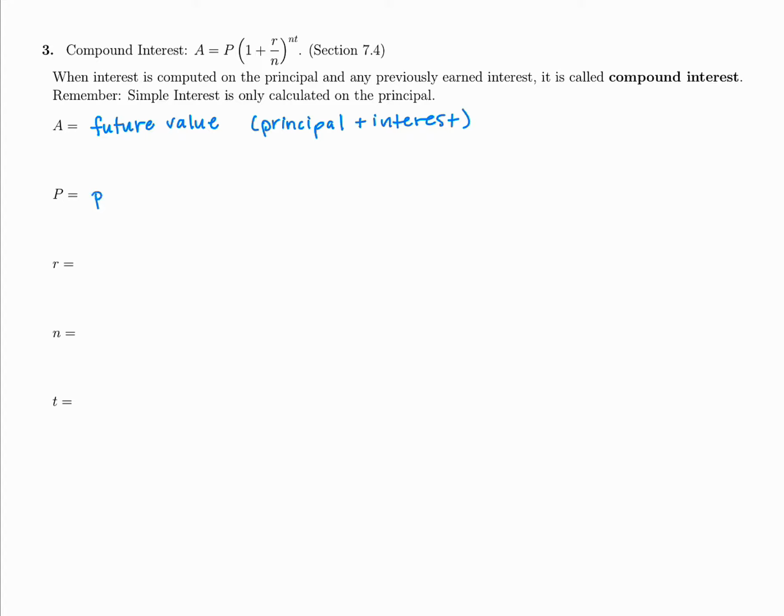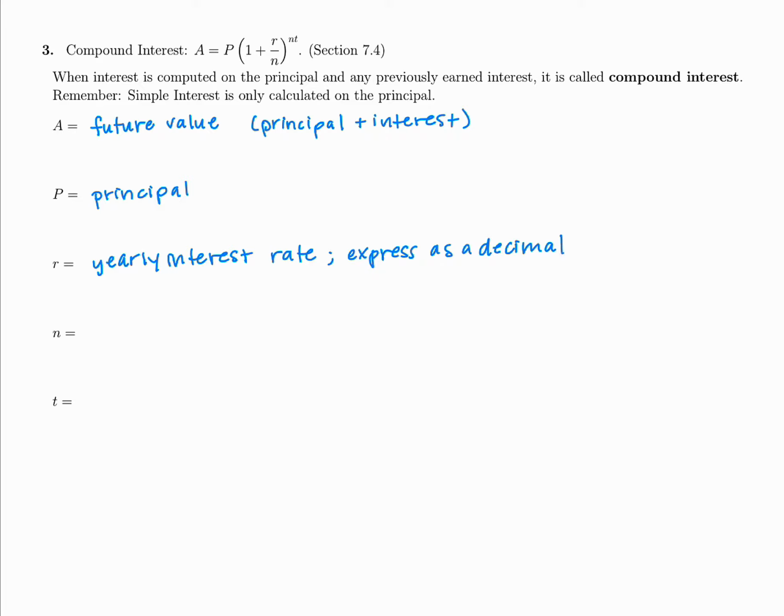P, again, is our principal. That's what we start with. That's the amount that is put in the account to begin with. R, just like before, is the yearly interest rate. And just like before, we'll express it as a decimal. So we'll usually be given a percentage, but we'll change it to a decimal.